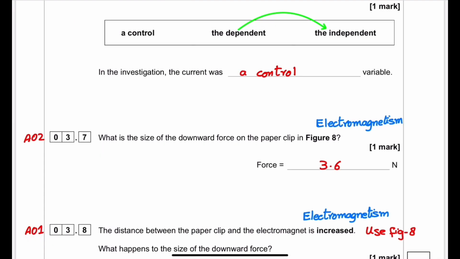From figure number 8, we can see here the downward force is 3.6 newton.